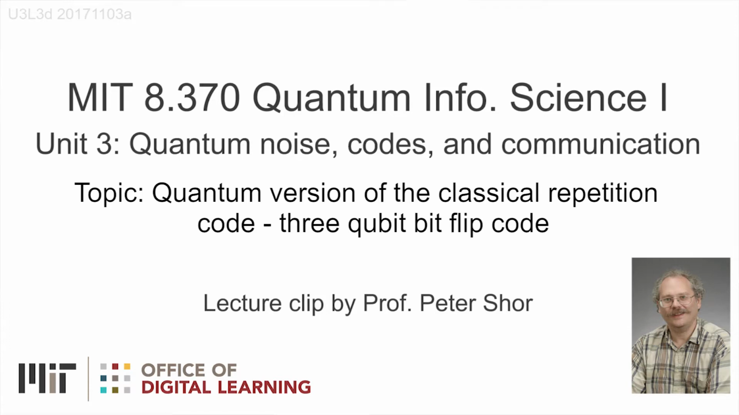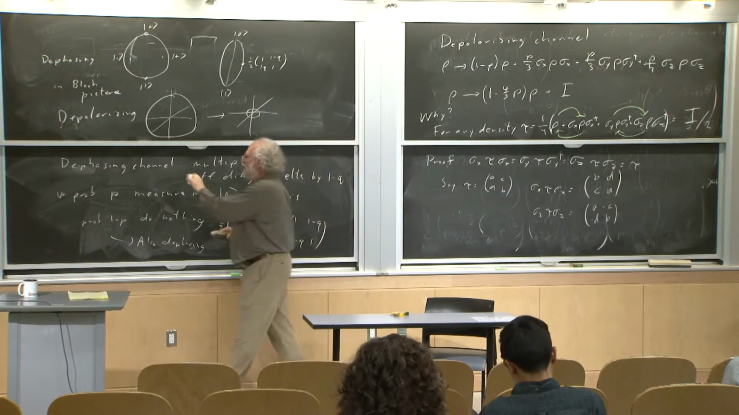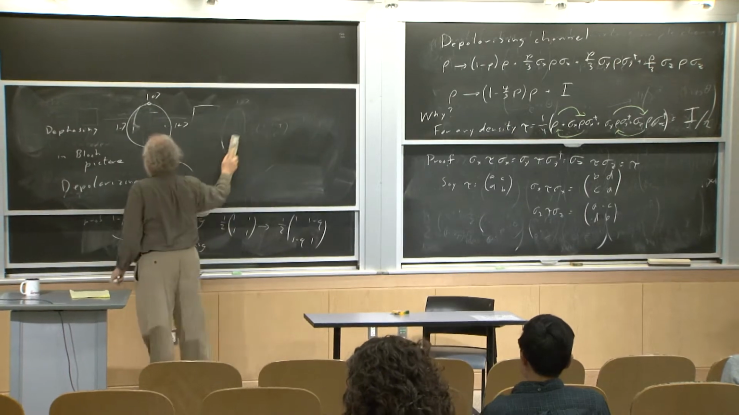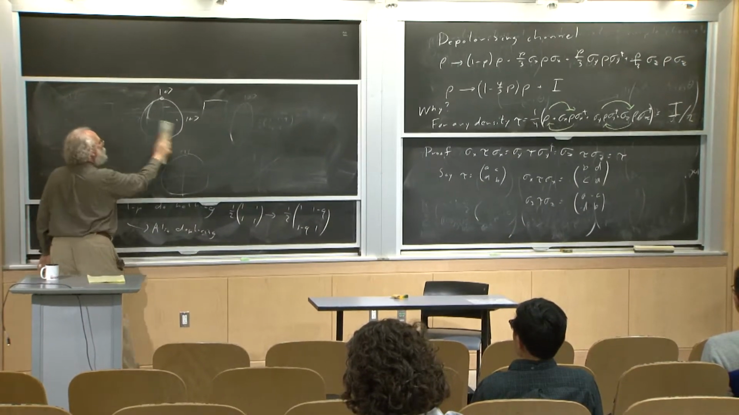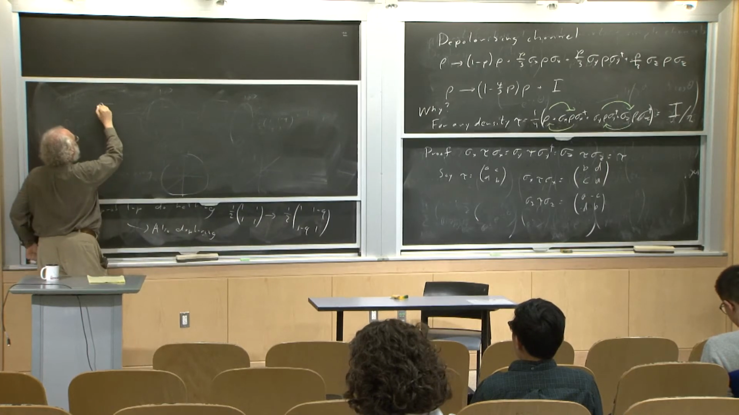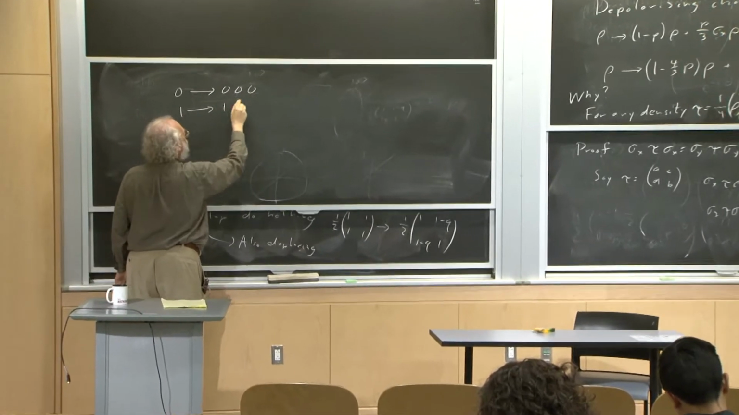Now we're going to go back to quantum error correcting codes. And in this lecture, we're going to do a quantum version of the repetition code. So 0 goes to 0, 0, 0. 1 goes to 1, 1, 1.